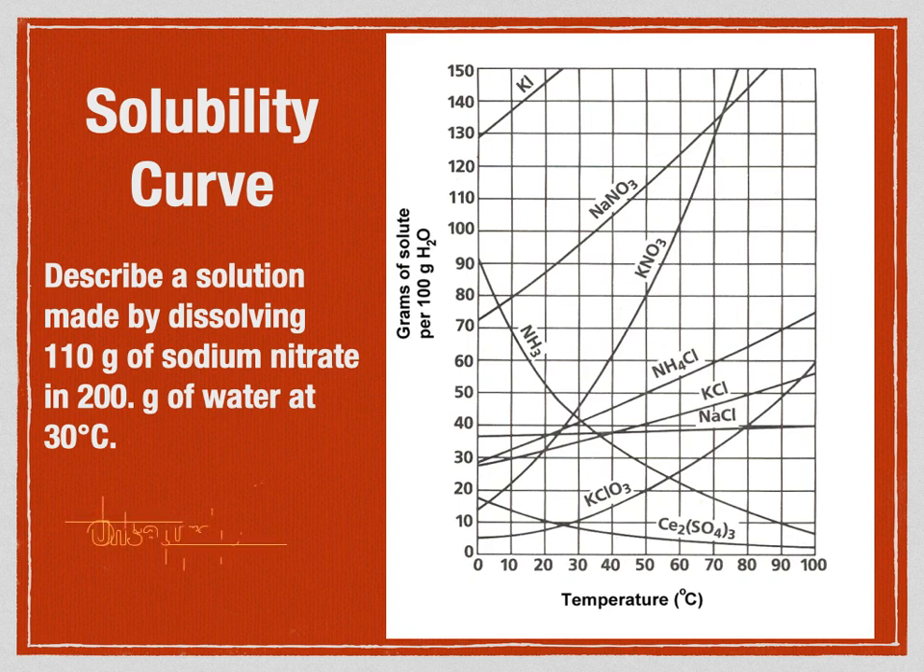So 110 grams in 200 grams of water would be an unsaturated solution. So you have to be careful here and notice that we're dealing with 200 grams of water and not 100 grams. If this had been in 100 grams of water, then it would have been a saturated solution because it would have been above the curve. But to get to saturation in 200 grams, it would take 220 grams of sodium nitrate. You're well below that, so that is an unsaturated solution.